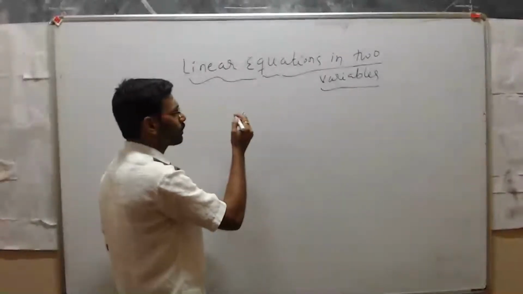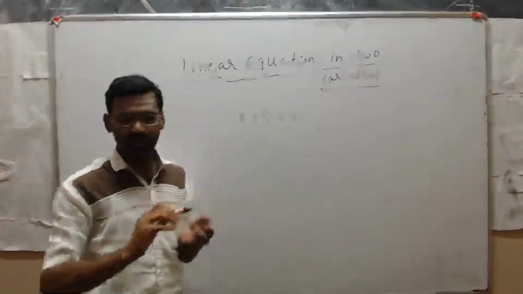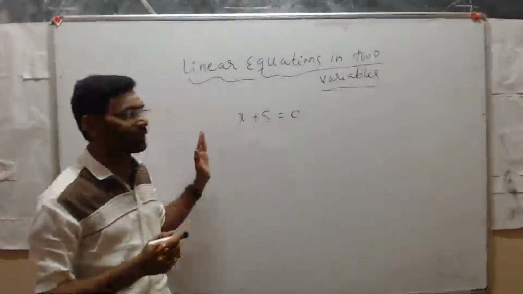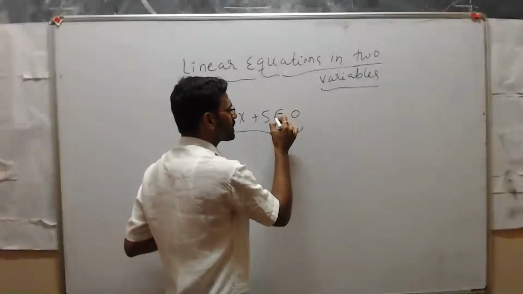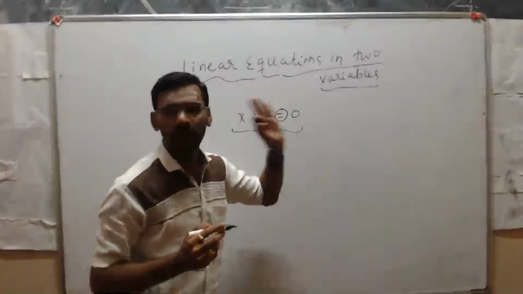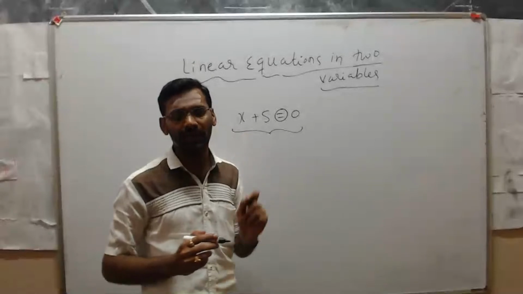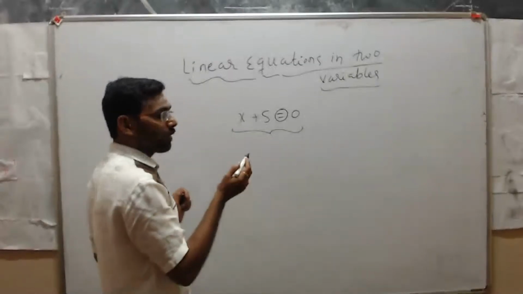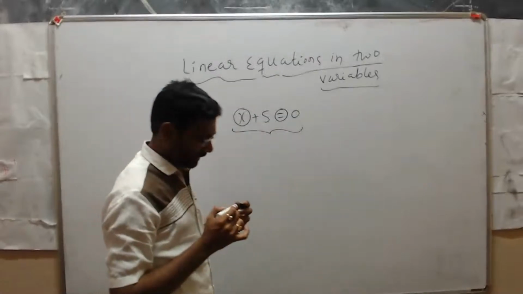Now x degree is 1. x plus 5 is equal to 0. Yes, it is a linear equation. How many variables? Only one variable. Now it is the linear equation in how many variables? One variable. Which one is the variable here? x is the variable.